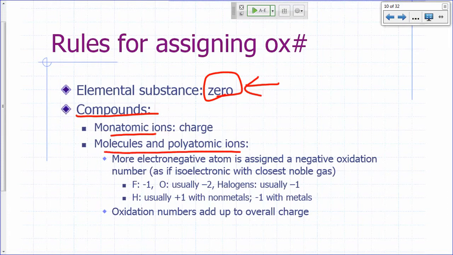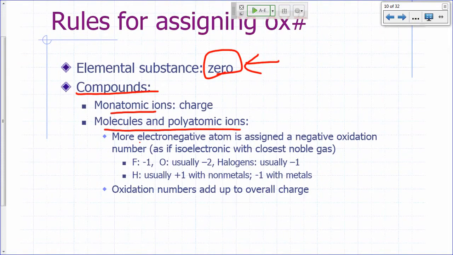If it's made up of molecules or it has polyatomic ions, then the rule is find the most electronegative atom and then assign it a negative oxidation number as if that particular atom is isoelectronic with the closest noble gas. So if you see a fluorine there, give it a -1. Fluorine is the most electronegative atom, right? So anytime you find fluorine in a compound, automatic, -1 oxidation number.